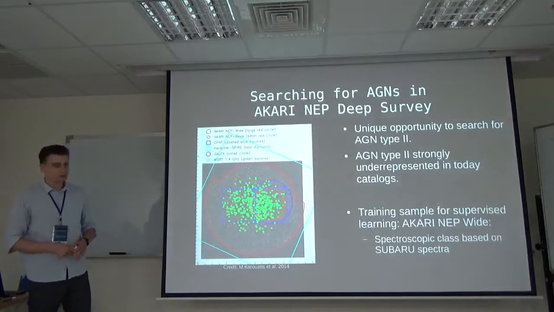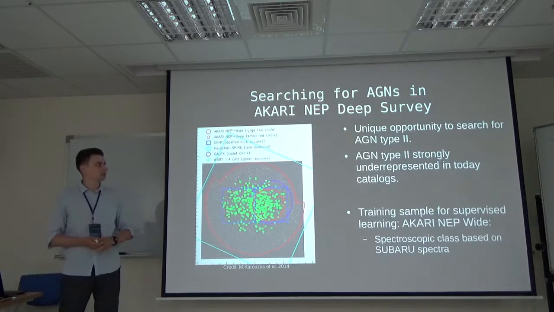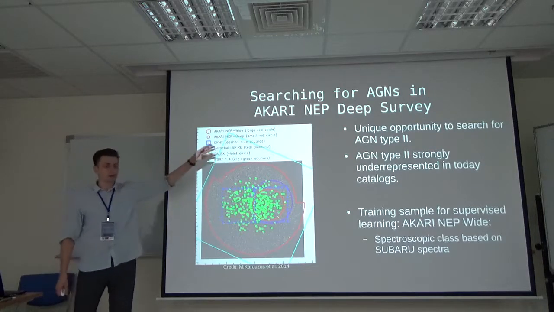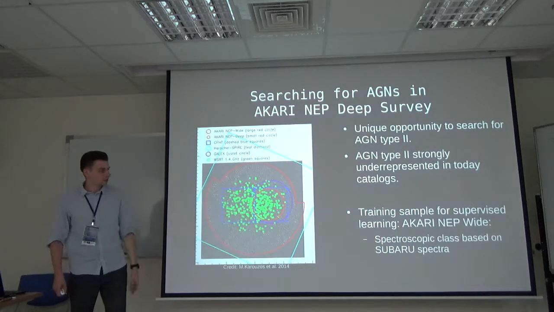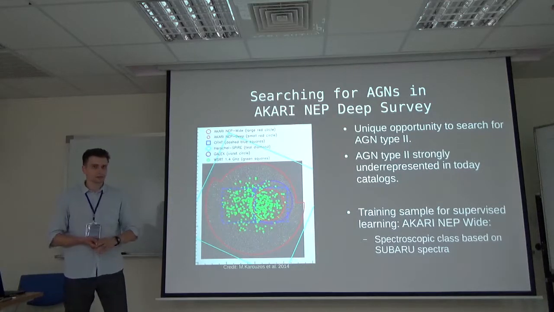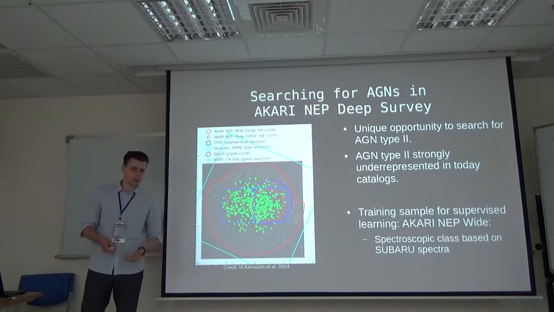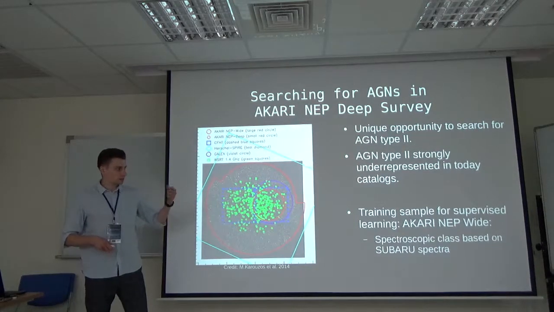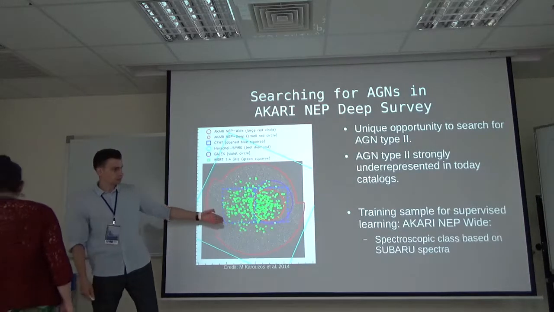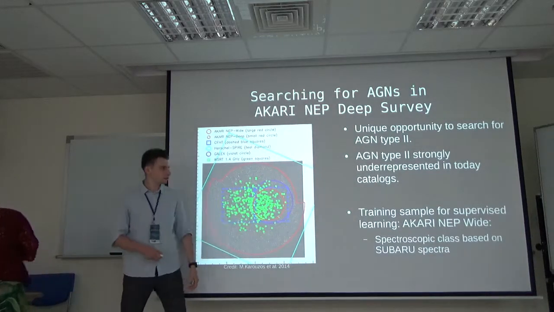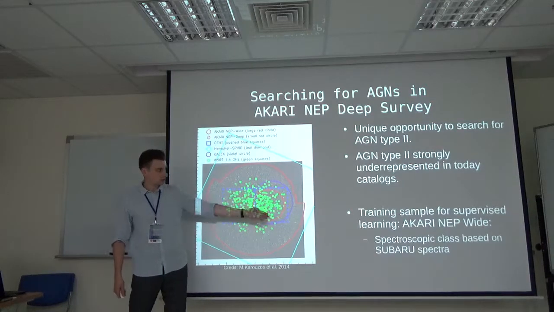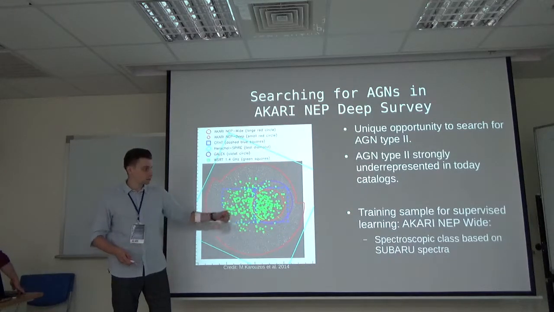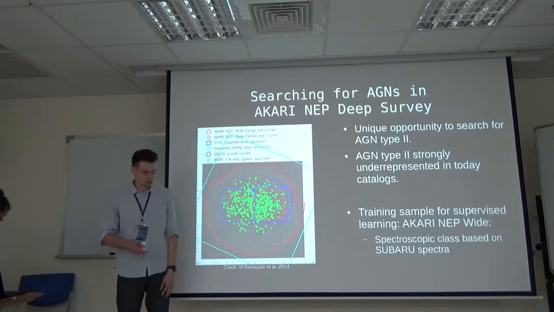So the importance of searching for the type 2 AGNs was already mentioned, so I will skip this part. We were searching for the AGNs in the NEP deep data, and we used a supervised learning algorithm. So in this case, we needed a labeled sample with the known classes of objects. However, the spectroscopic data for the NEP deep survey is very small, and because of that, we used the data from the NEP wide as our training sample with the spectroscopic confirmation by the Subaru spectrum.